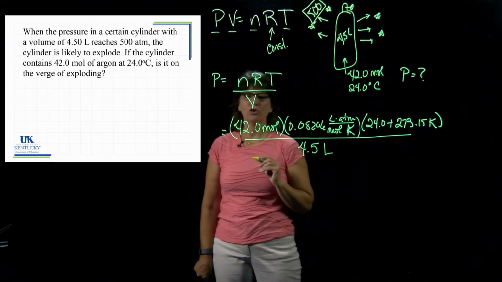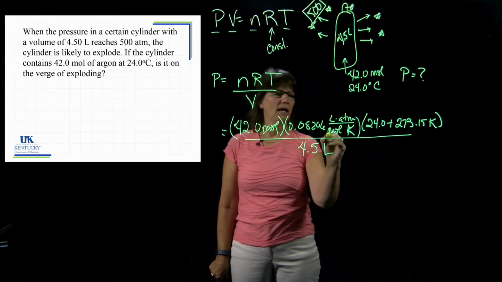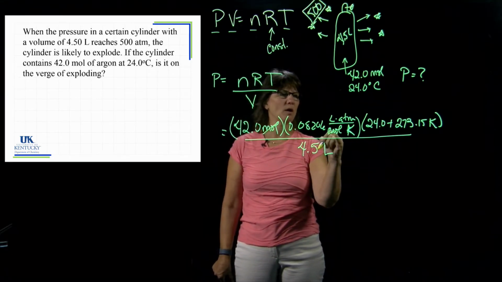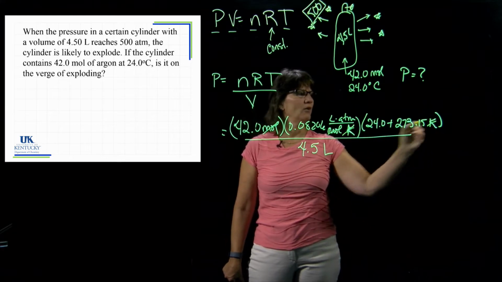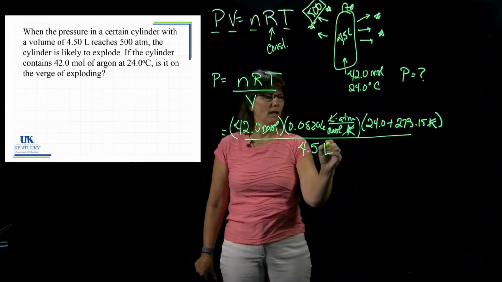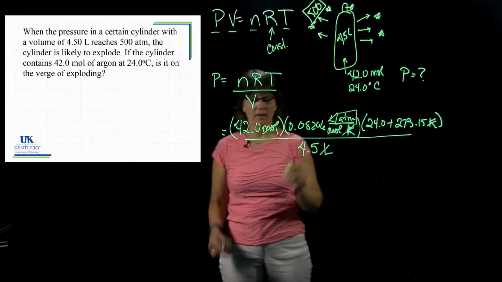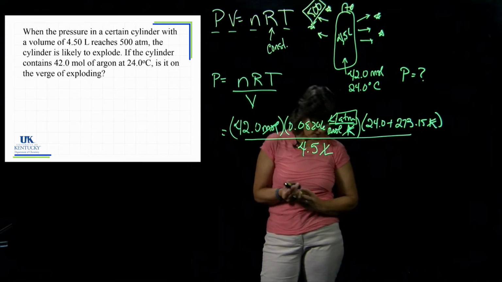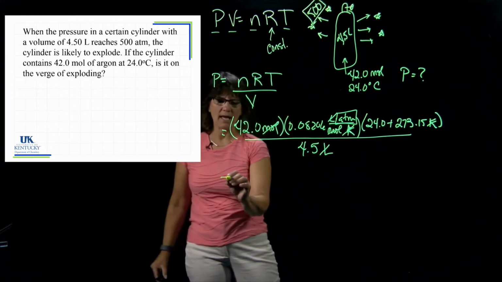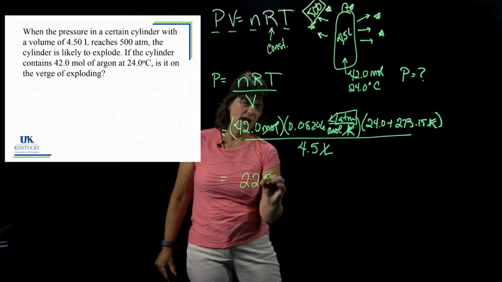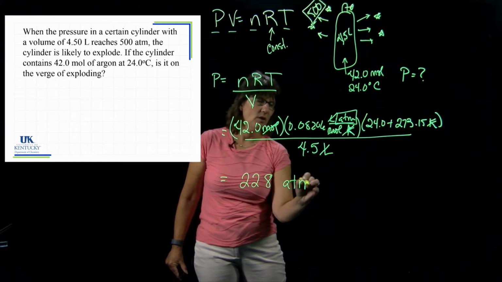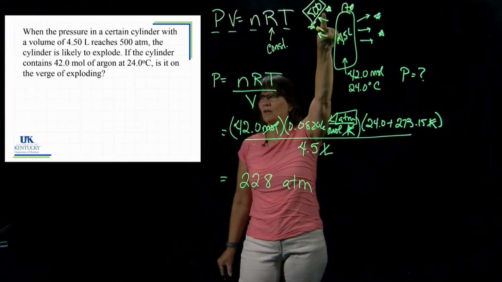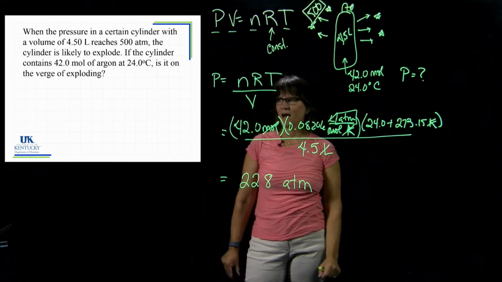Take the time to make sure your units cancel. A mole and a mole. Notice how this is on top and this is on bottom. A Kelvin, a Kelvin. A liter, we're left with atmospheres. So when we put that all into our calculator, we're going to get 228 atmospheres. That's a lot of pressure, but it is not up here to the 500, so it is not likely to explode.